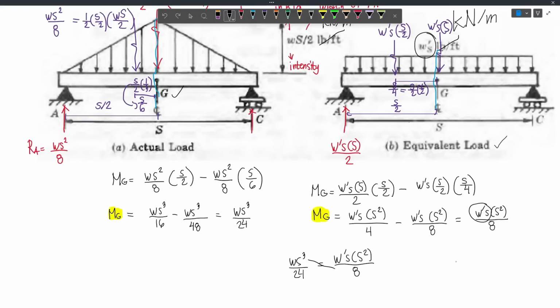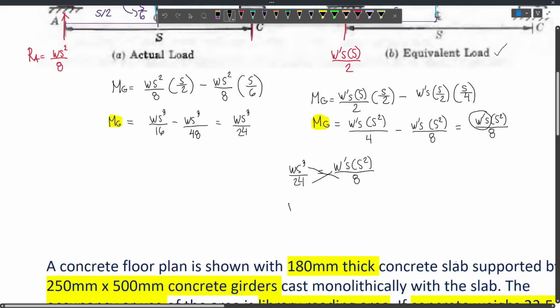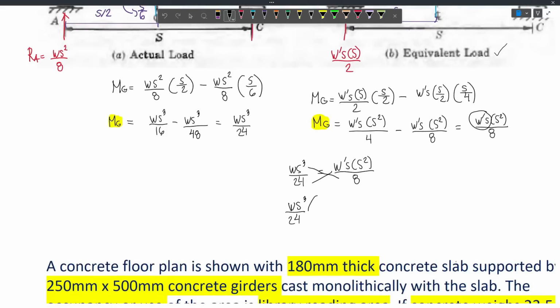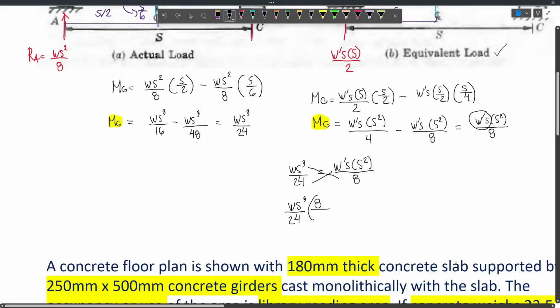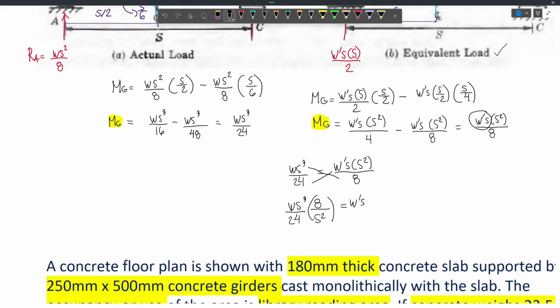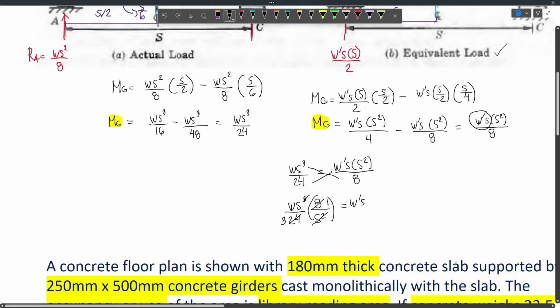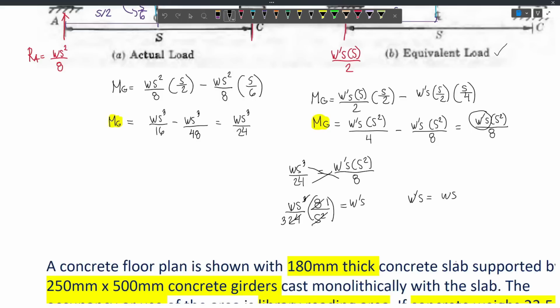And so let's cross multiply. Right? This will become WS cubed over 24 and then times 8 in the numerator and then times S squared in the denominator. We have W prime S. And so, right, this will cancel this 8 and 24. Now this will be 1 and then this will be 3. And then this S squared will cancel. And then just one S will remain here in the numerator. And so, right, our W prime S will essentially become WS over 3.